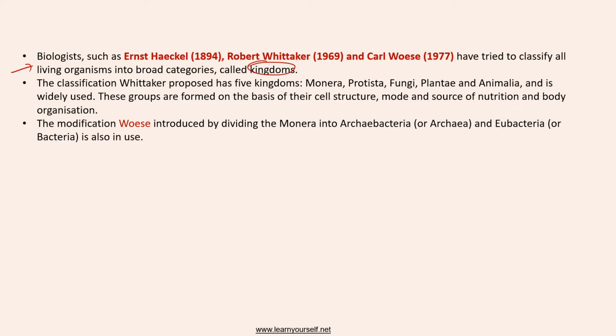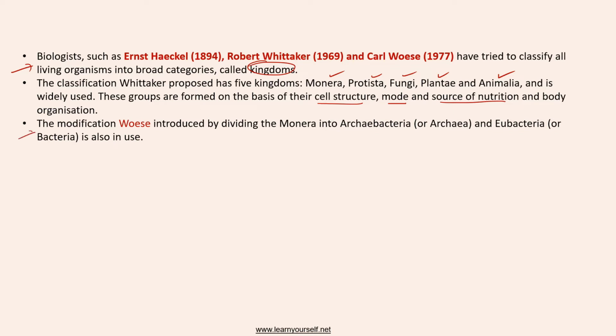The classification Whittaker proposed has 5 kingdoms: Monera, Protista, Fungi, Plantae and Animalia, and it is widely used. So this is a very popular classification, and that's why we are going to learn all this classification, and we will see some examples based on it. These groups are formed on the basis of their structure, mode and source of nutrition and body organization.